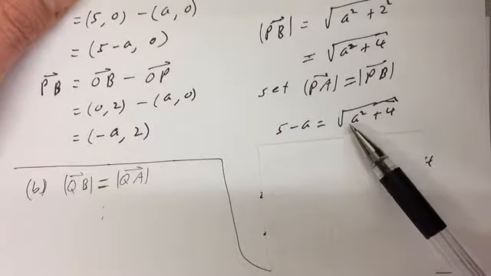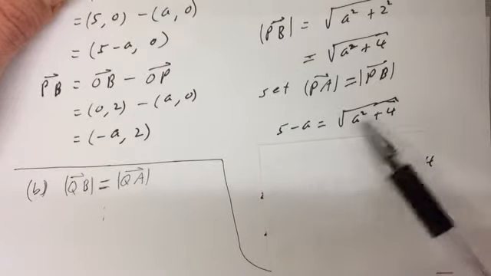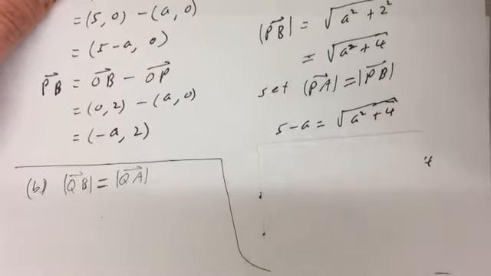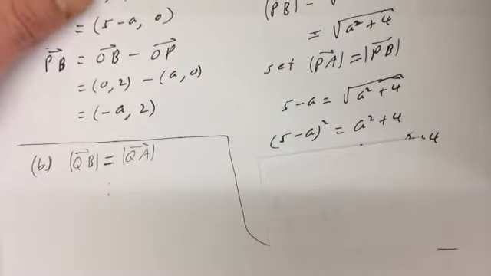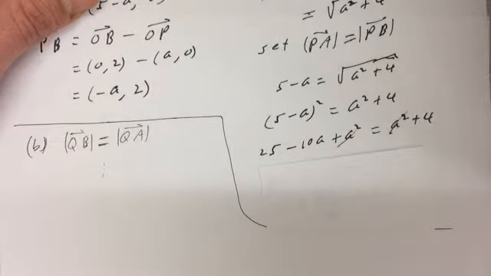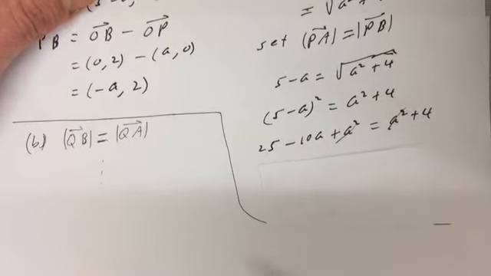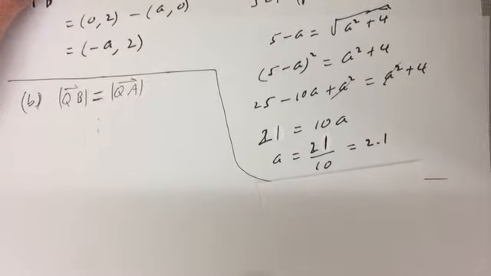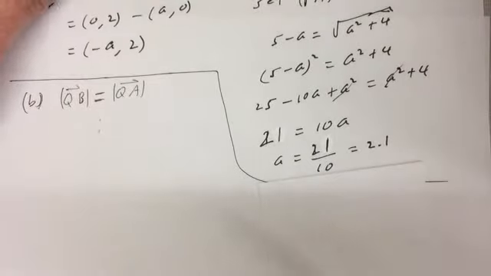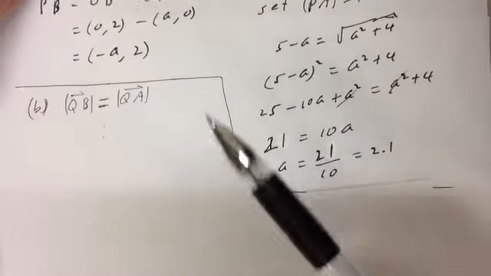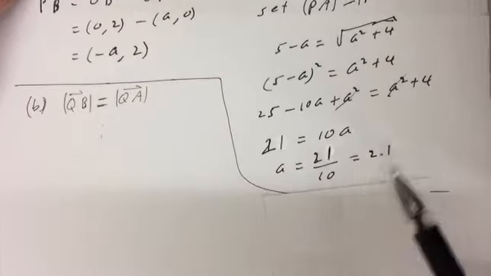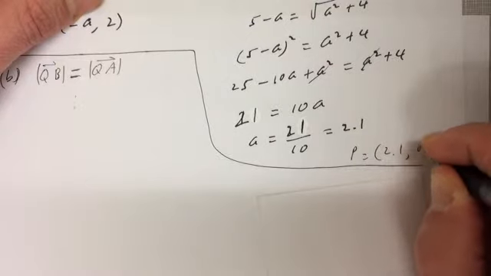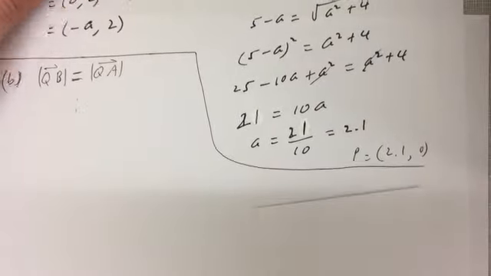In this equation, you're going to have to get rid of the square root. So you square both sides. Squaring this side gets rid of the square root. Squaring this side, well, you have to put a square around the whole thing. You expand it, cancel out the a squareds, and you've got a linear equation where you get a equal to 21 over 10, or 2.1. And that then gives you the point on the x-axis of (2.1, 0). Okay, so P equals (2.1, 0) is the point.